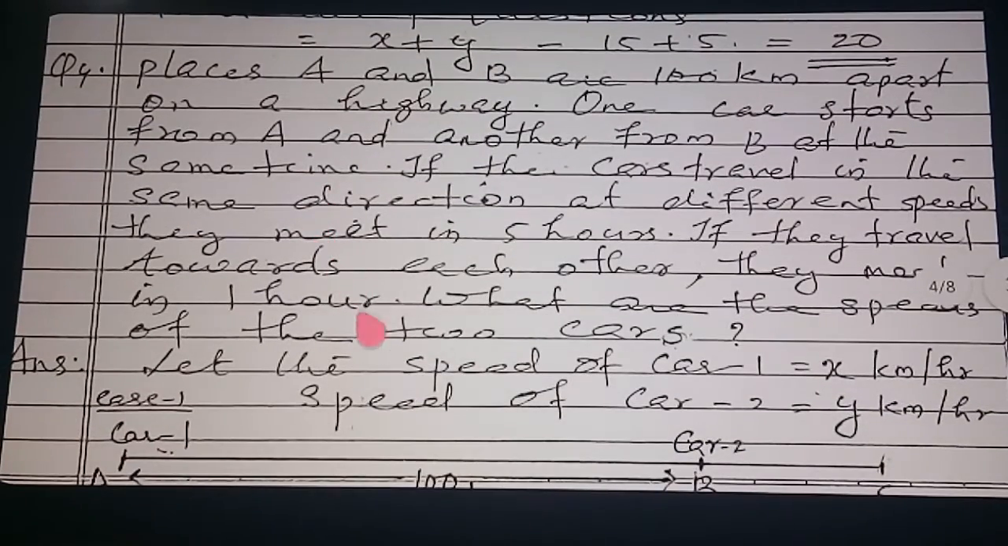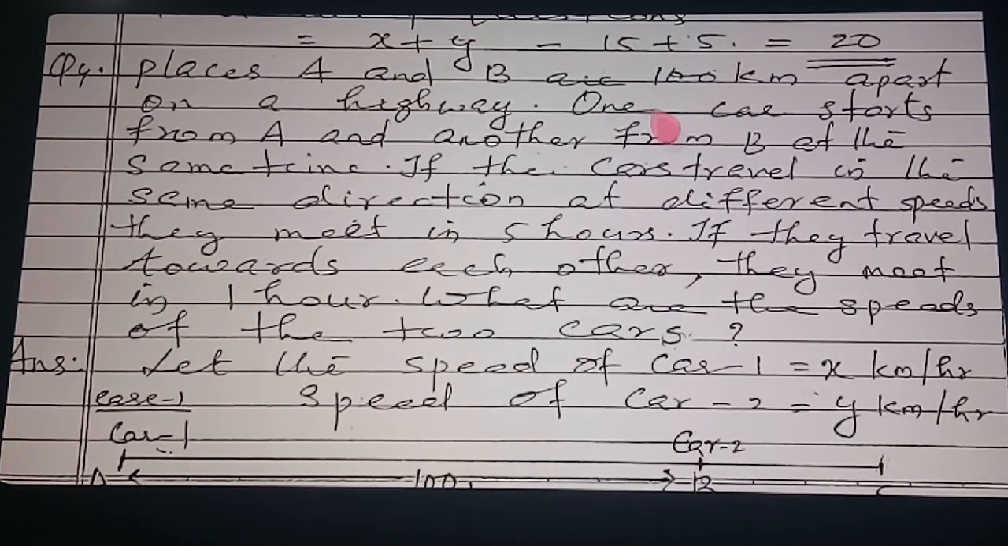So this question and the next question are very important types of questions. Okay, question, listen. The places A and B are 100 km apart on a highway. What's the distance between A and B? 100 km. One car starts from A and another car starts from B at the same time. Both are starting at the same time, but the first car is starting from A and the second car from B. Clear? And if the cars travel in the same direction, both are traveling in the same direction.